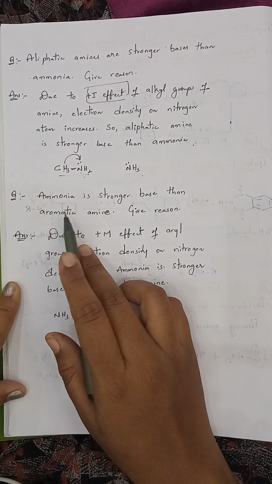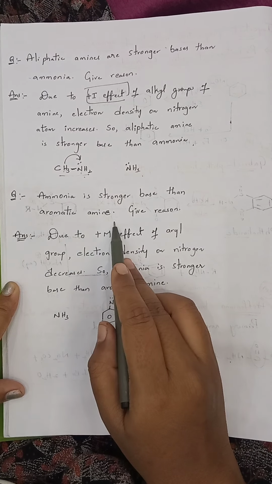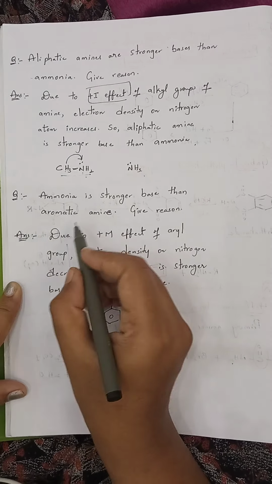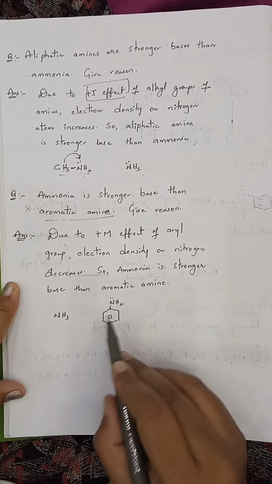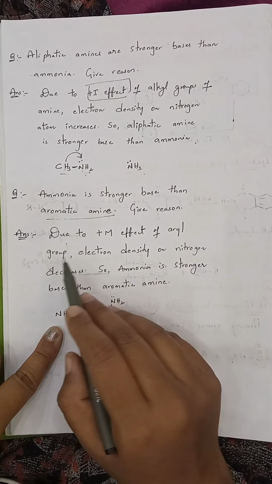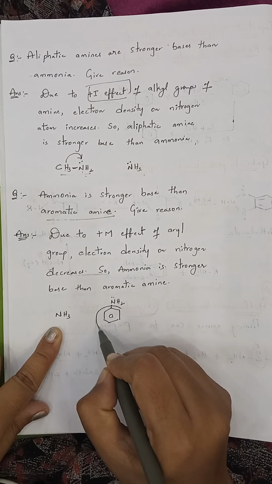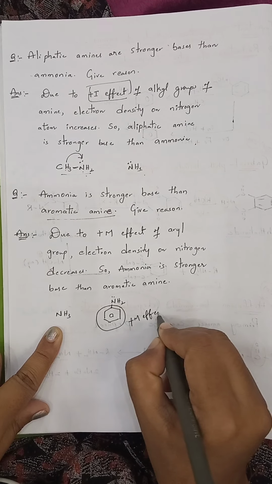Next most important question for 1 mark: ammonia is a stronger base than aromatic amine. Give reason. Aromatic amine is nothing but aniline. Okay, this is aniline, the aromatic amine, and this is ammonia. Due to the plus M effect of the aryl group. This is the aryl group, and this aryl group is a plus M effect group.